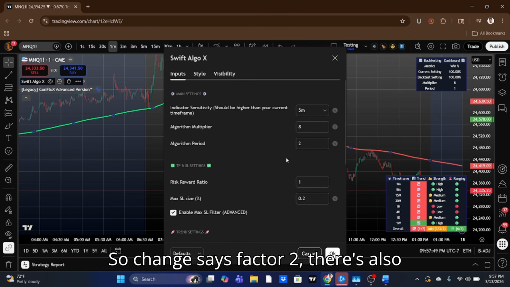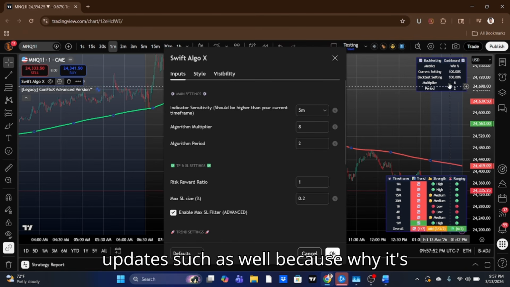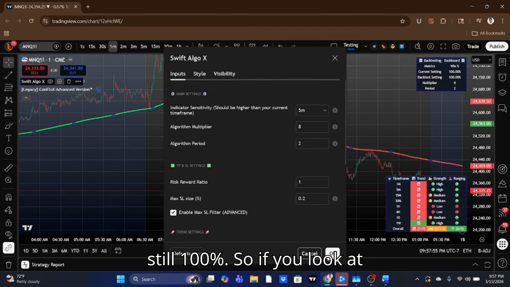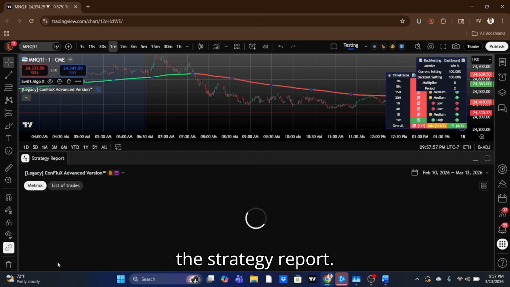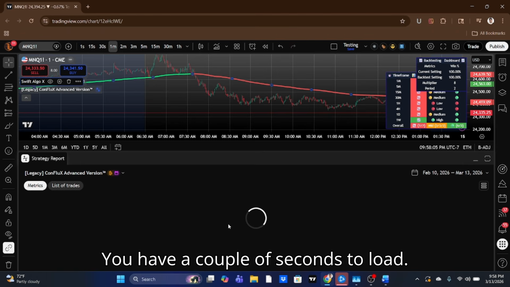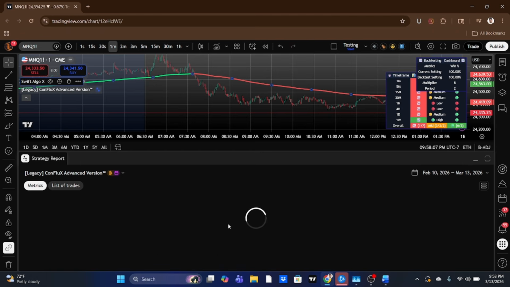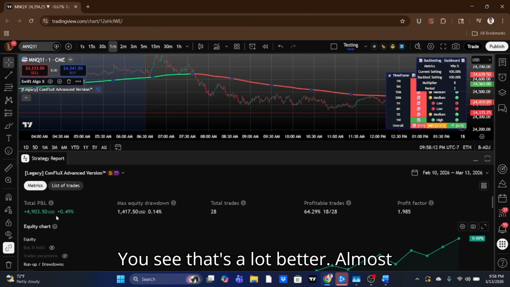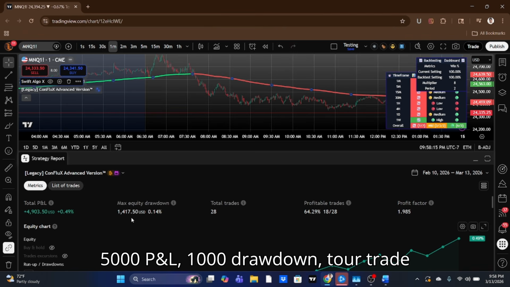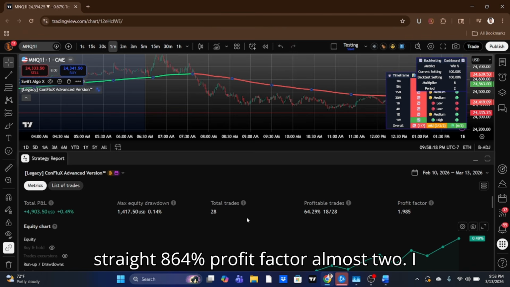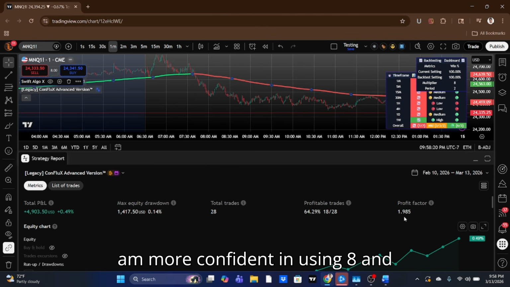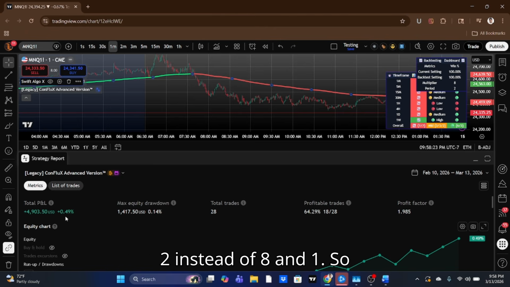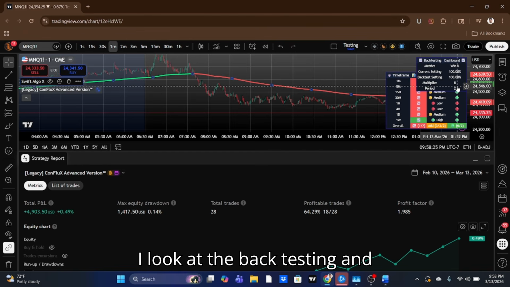So change this back to a 2. This also updates to a 2 as well, because why? It's still 100%. So if you look at the strategy report, give it a couple seconds to load. You see, that's a lot better. Almost 5,000 P&L, 1,000 drawdown, total trades 28, 64%, profit factor almost 2. I am more confident in using 8 and 2 instead of 8 and 1.